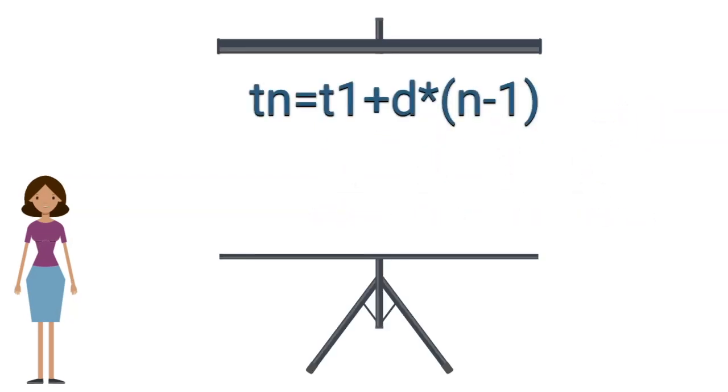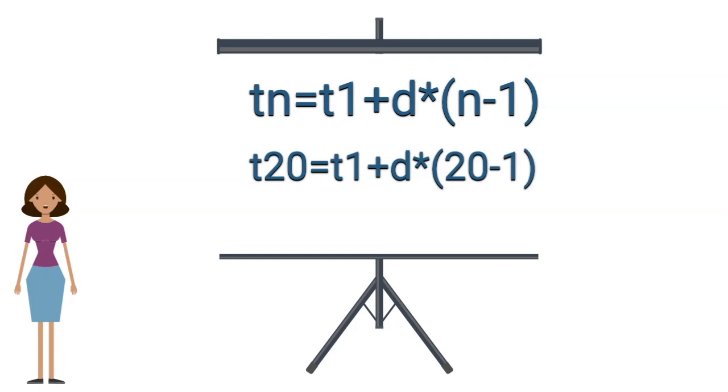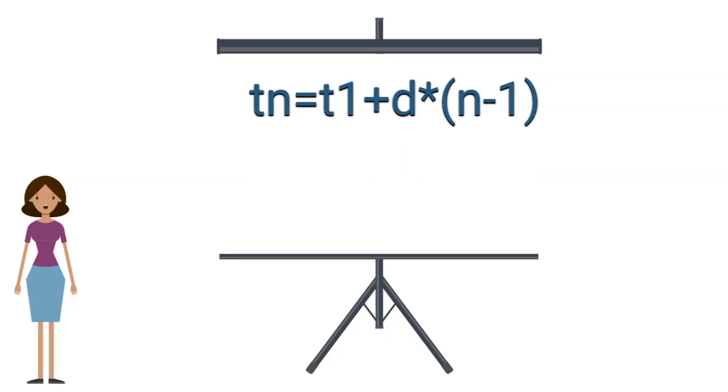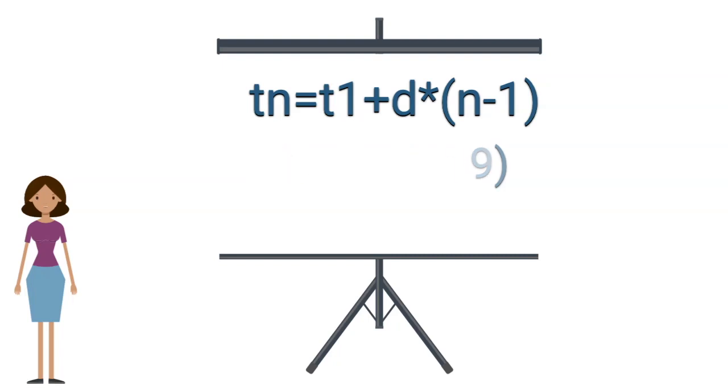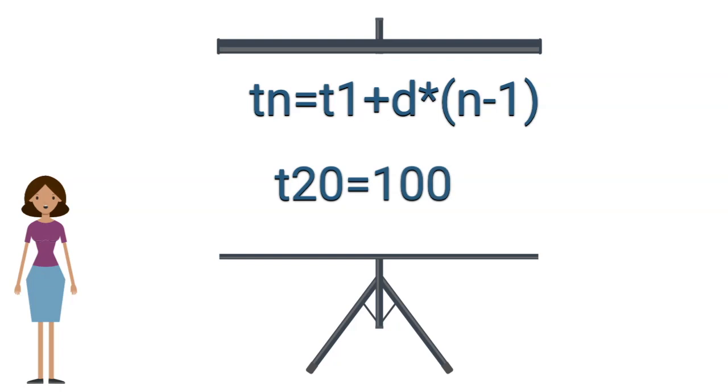Using the formula which we derived, we can easily calculate the fare for the 20th kilometer of the journey, which is nothing but the fare at the midpoint of the journey. Substituting the value of n equals 20 in the equation, we get T20 equals T1 plus (20 minus 1) times 5, which implies T20 equals 5 plus 19 times 5, which is 100. Thus the total fare at the midpoint of the journey will be 100.